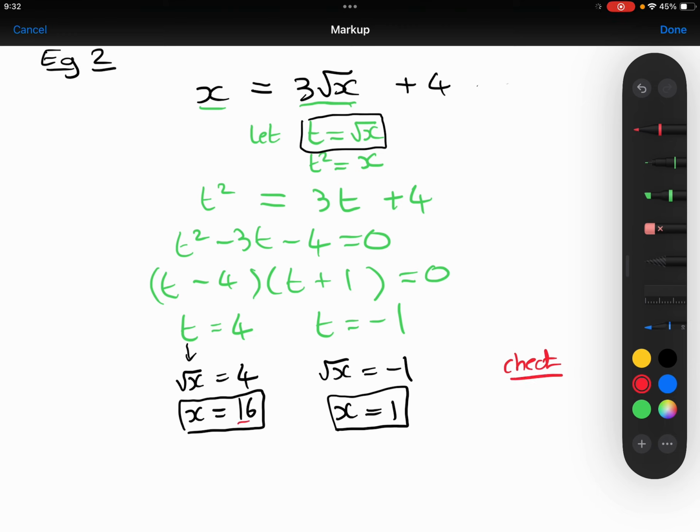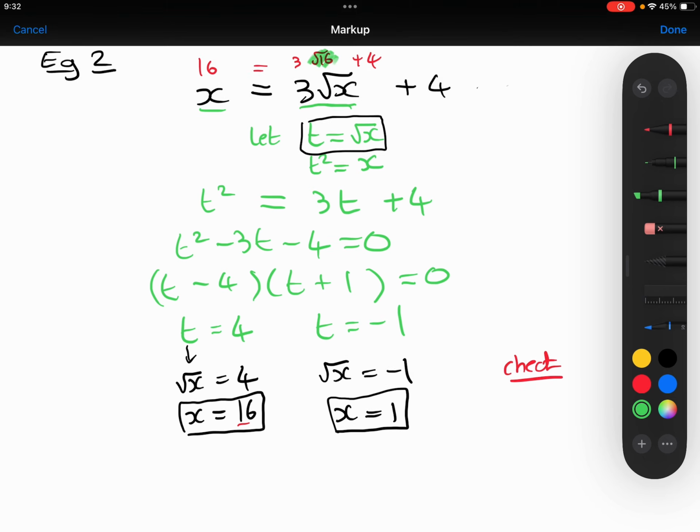So let's check the 16 first. So 16, does that equal 3 lots of the square root of 16 plus 4? Well, the square root of 16 here, that's 4. So times the 3 will be 12. Plus the 4 is 16. So yes, that one works.